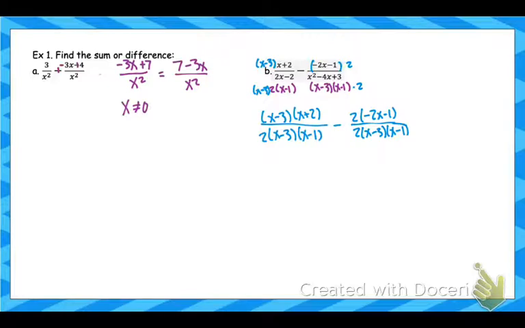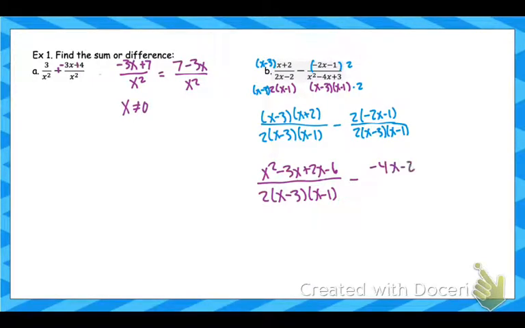So at this point, our next step is just going to be to multiply out whatever we have in our numerators. So I'm going to go ahead and FOIL out the top. So that's going to give me x squared minus 3x plus 2x minus 6 over that common denominator. And again, I'm going to leave the denominator factored because it's going to stay consistent and it's fully factored already. All right, then I'll FOIL out this part. I've got negative 4x minus 2.